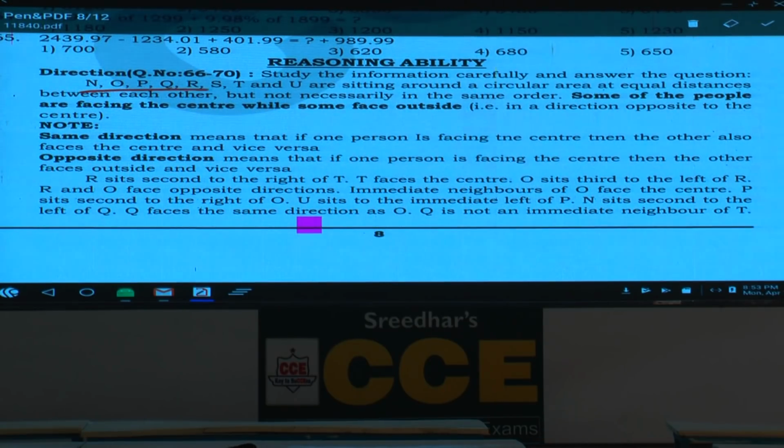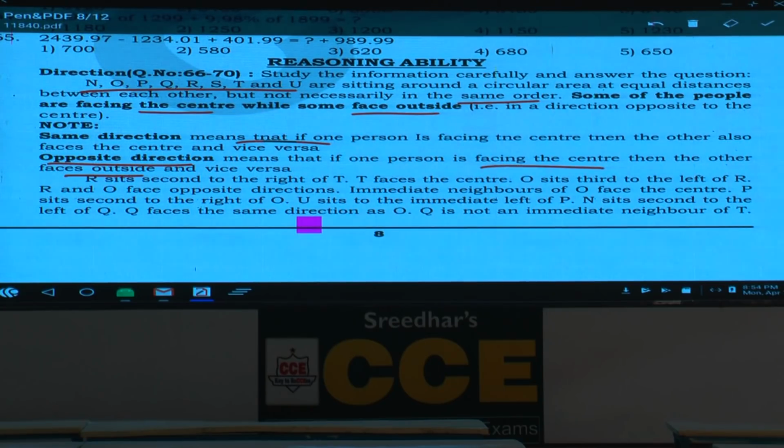N, O, P, Q, R, S, T, U are the 8 persons seated around a circular table at equal distance between each other, but not necessarily in the same order. Some of the people are facing the center, while some are facing away from the center. Some inward, some outward, that is, in a direction opposite to the center. Same direction means that if one person is facing the center, the other person also faces the center, and vice versa. Opposite direction means one person is facing the center, then the other person faces outside, and vice versa. This is the information we have.